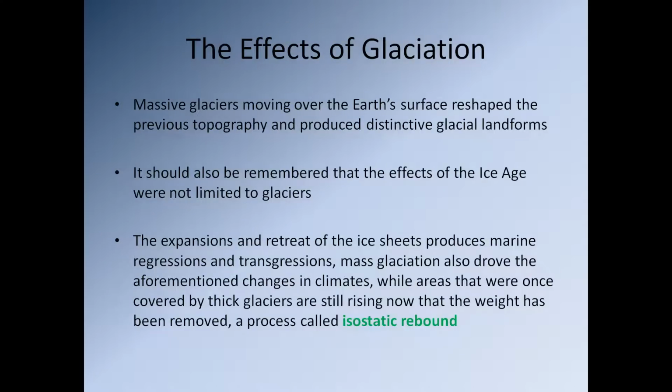So obviously glaciers are going to have a very significant effect on the environment. They're very big, powerful things. Glaciers are essentially massive bulldozers. So very large glaciers moving over the Earth's surface have the capacity to reshape the Earth's surface significantly. They can affect things like topography, and they will produce very distinctive glacial landforms. So a glacier, in theory, has the capacity to destroy hills. It can just plow through them.